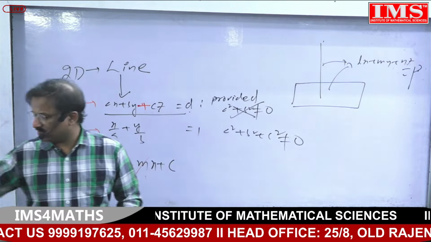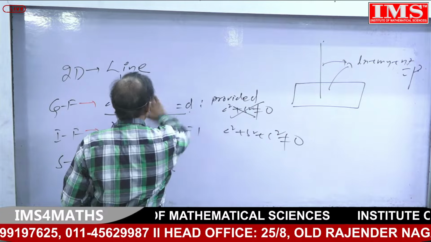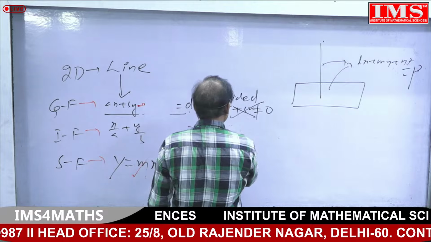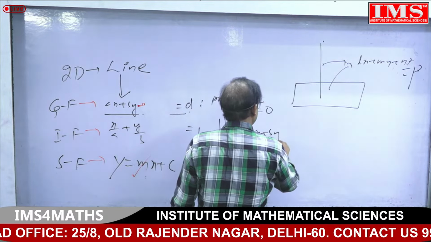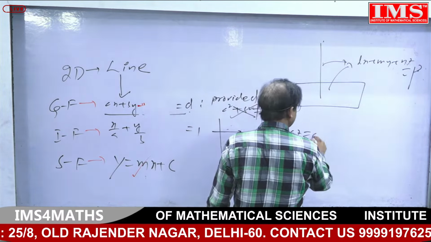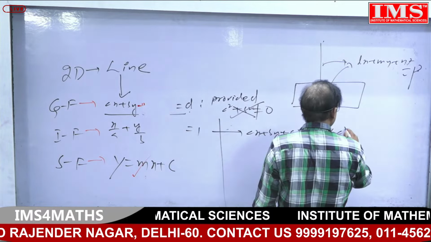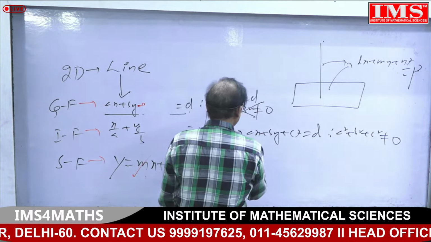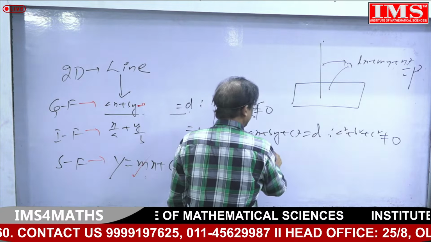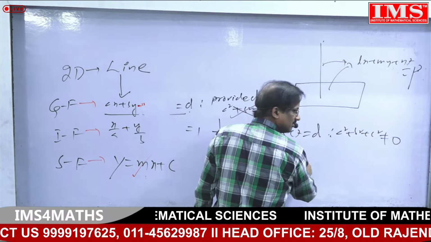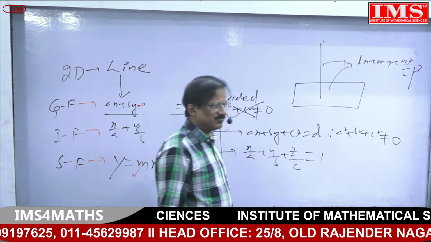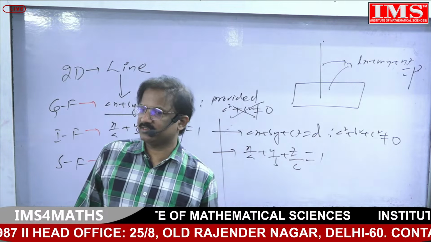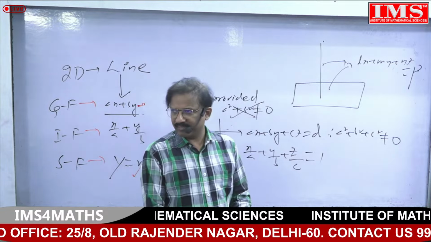So what I'm trying to convey, I would like to write separately: there's Ax plus By plus Cz is equal to D, provided A squared plus B squared plus C squared is not equal to 0. What next I would like to write? x by a, y by b, z by c is equal to 1. This plane is known as which form? Intercept form. What are the intercepts corresponding to the x-axis, y-axis, z-axis? a, b, c.